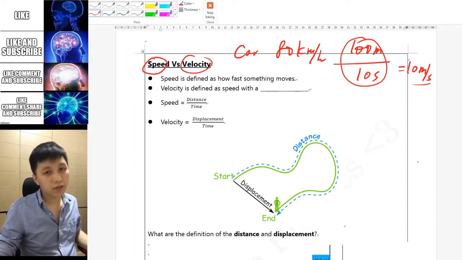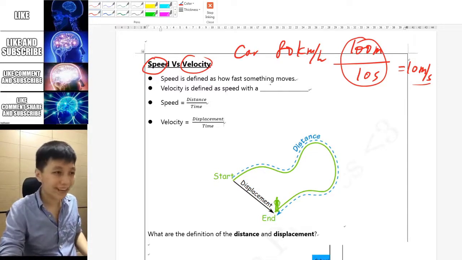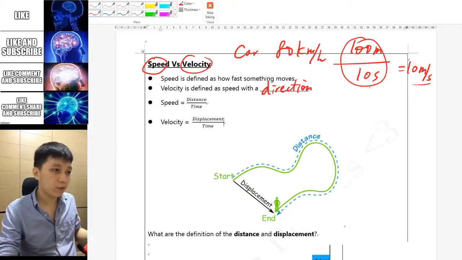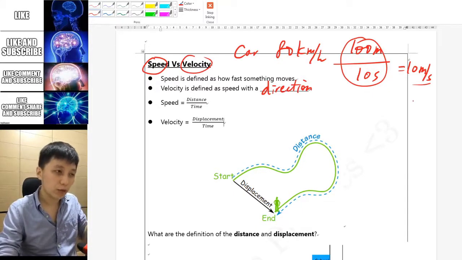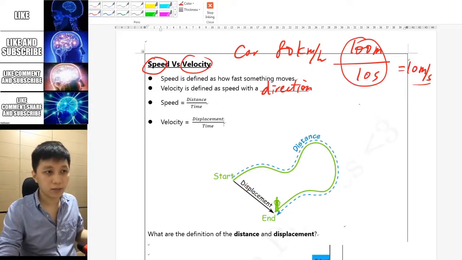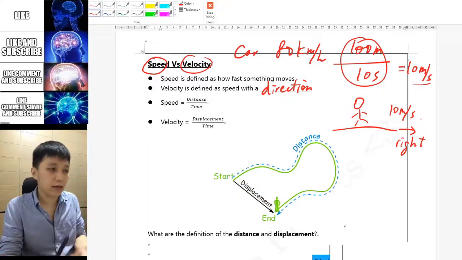Velocity also measures how fast the thing moves. However, it also indicates one extra piece of information, and that is direction. So that means where it goes. For example, if a person is also running at 10 meters per second, when we try to describe its velocity, we may want to say, this person is running at 10 meters per second to the right. So we have to indicate its direction.